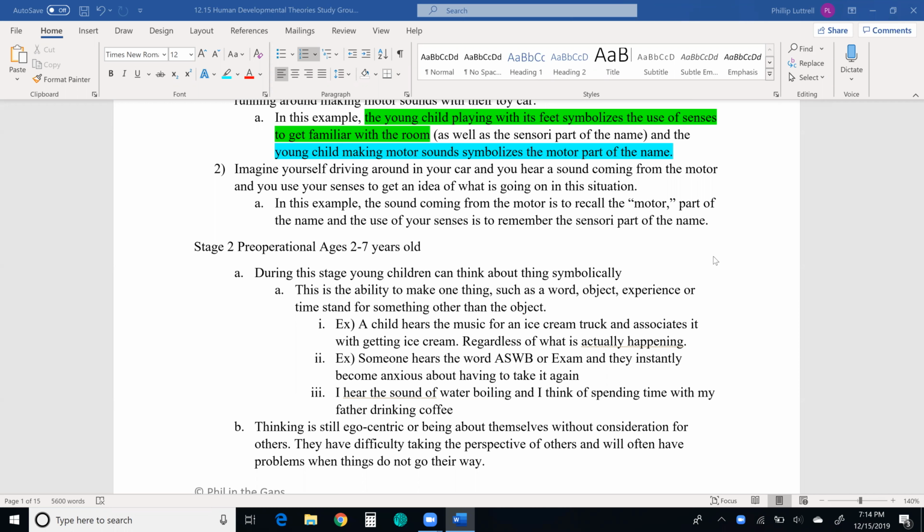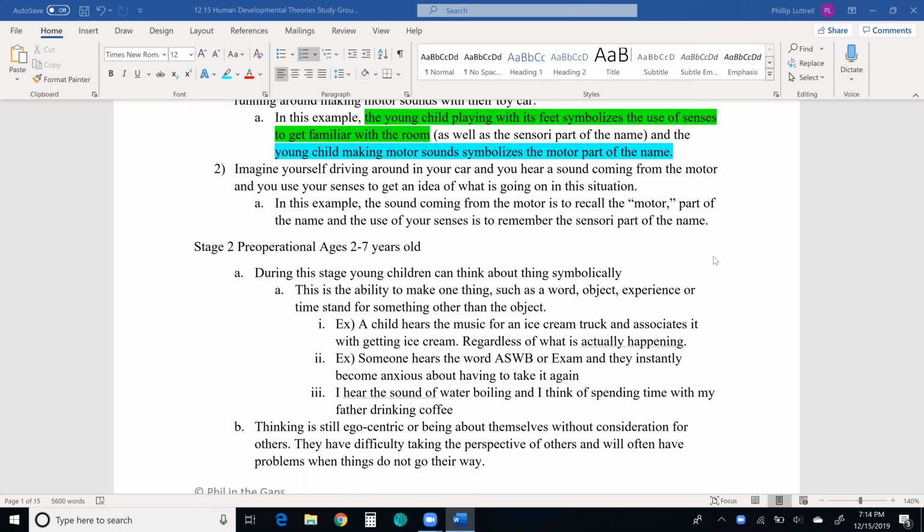Another example, I hear the sound of water boiling and I think of spending time with my father drinking coffee. Again, I don't have to actually be in that experience to make the connection of, wow, this is something I've been around before, or this is something that I really, really enjoy.